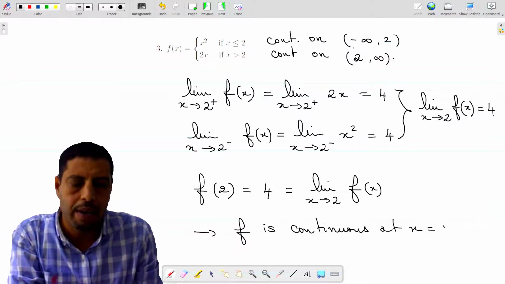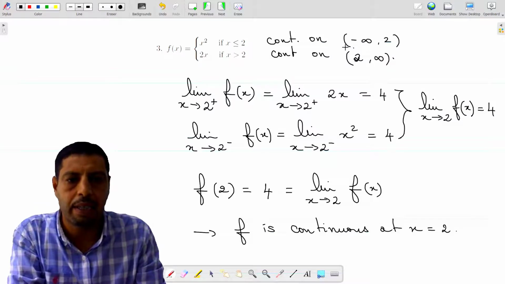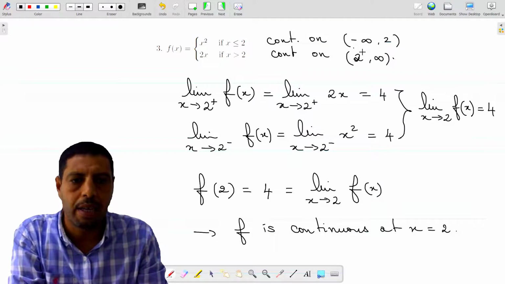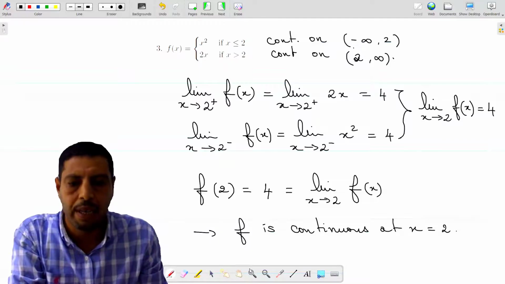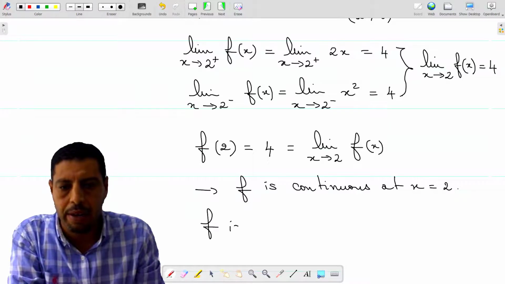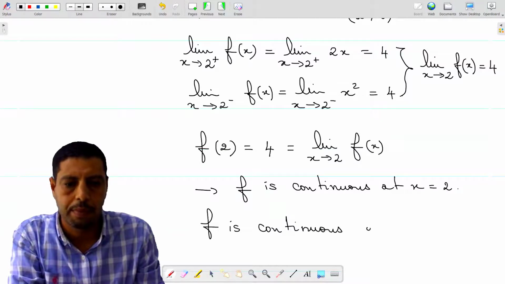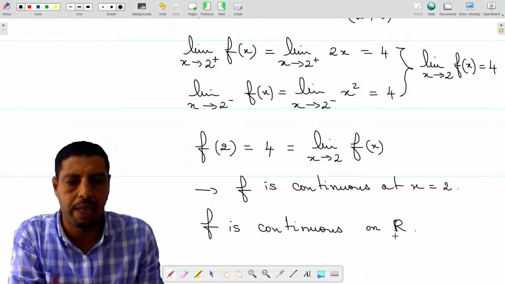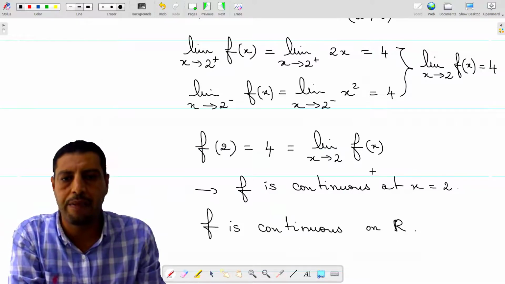And here we are completing our set of real numbers because the union of negative infinity to infinity and the point 2 gives you the set of all real numbers. So f is continuous everywhere. F is continuous on R, okay? And the domain, or you can write that the domain of continuity is R. There is no point of discontinuity for this function.